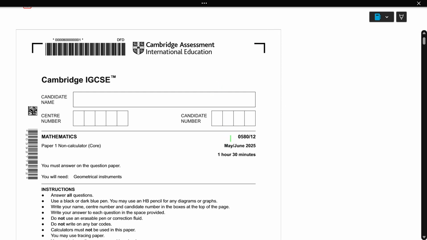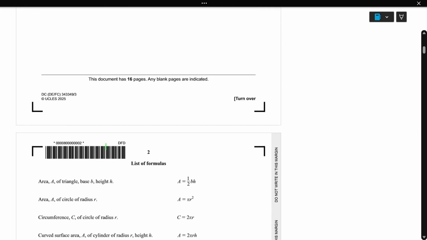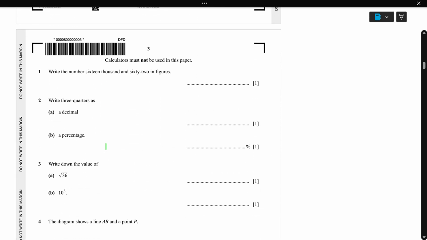Yeah, 0580 paper 12 is mathematics. It's non-calculator, the core paper. Let's go for the first question. Write the number 16,072 in figures. So 16,072: 16,000, then 72, which is 072.